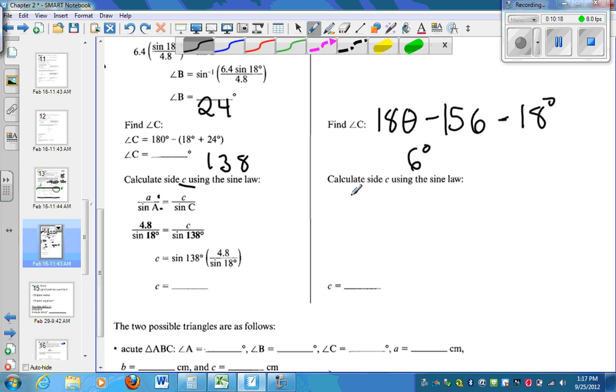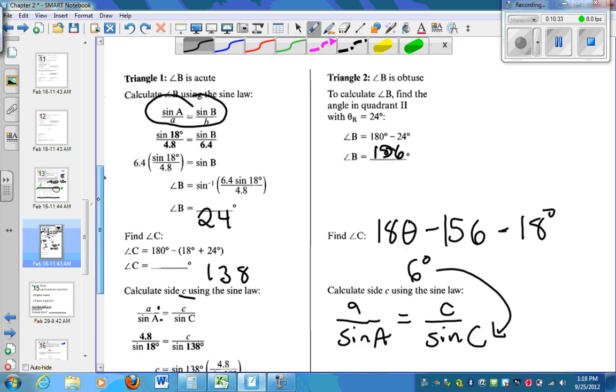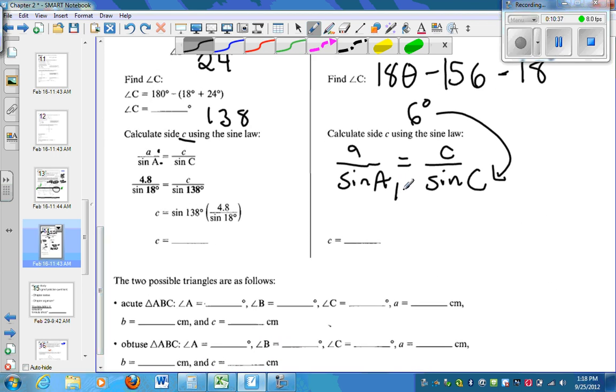And then we can use the sine law. So A over sine A, or we could use B over sine B, but we do want to know C over sine C. We're going to use our 6 degrees there, the sine of 6 degrees, with A, which was given to us as 18, and our side length is 6.4. Here we're going to solve for the side length. So there are 2 possible triangles.